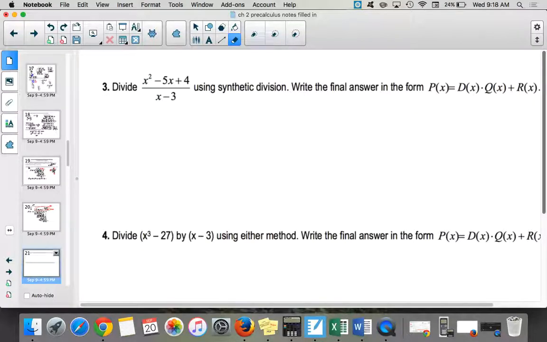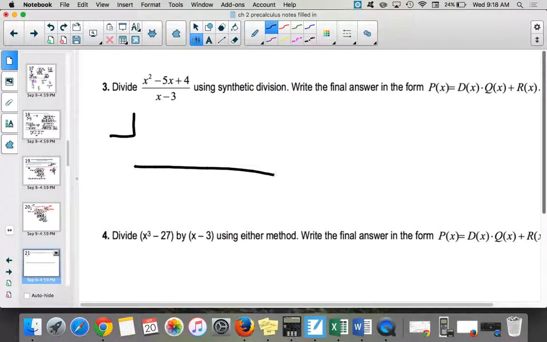All right, so divide x squared minus 5x plus 4 divided by x minus 3 using synthetic division. So synthetic division, if you remember, it always starts out with this little sketch, like a backwards L and a line.